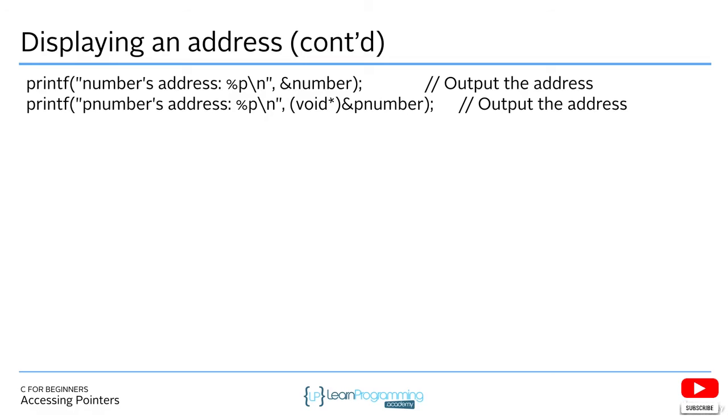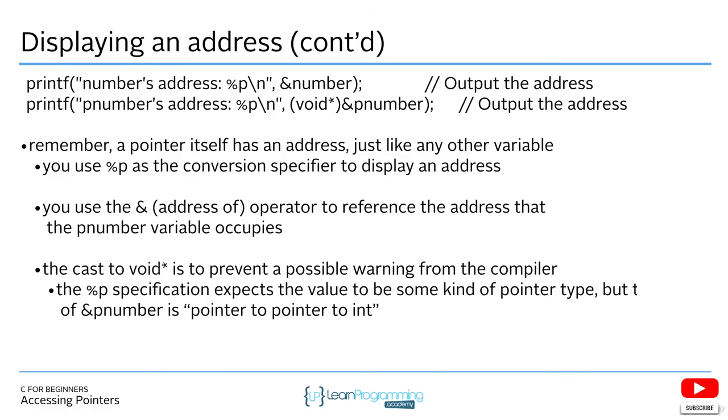If you want to print out the p number's address, you again would use the ampersand. That would be the address of the actual pointer. And you would have to use the void star to get around a warning. So remember, a pointer itself has an address, just like any other variable. It gets allocated when you declare it. You use %p as the conversion specifier to display addresses. You use the ampersand, the address of operator, to reference the address that the p number variable occupies.